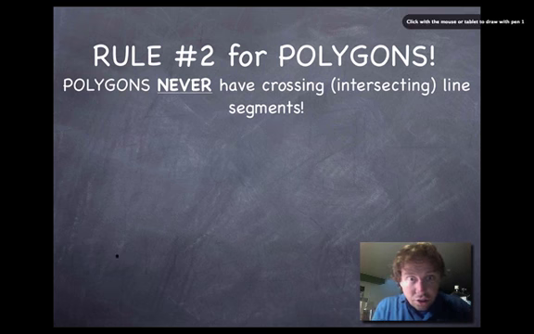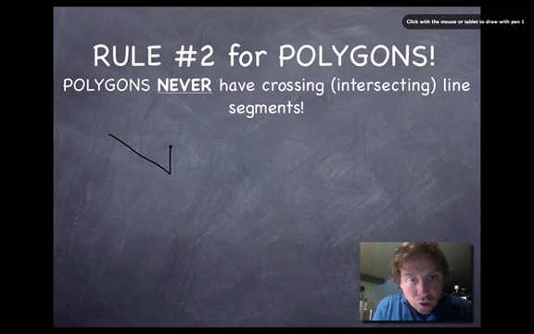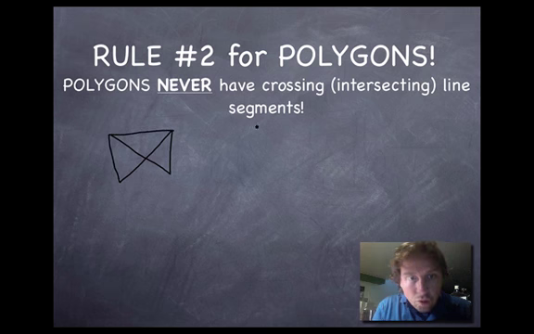Okay, let's throw up a few more examples of things that are not polygons. Okay, let's do this. Okay, you see that there? You see how those lines are crossing and intersecting? That's bad news. Well, it's not really bad news. It's just not a polygon. Okay, because those lines cross.